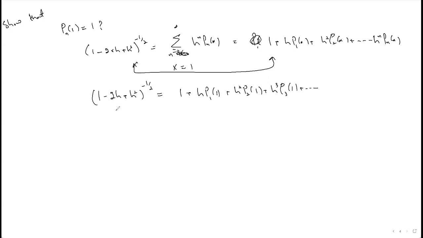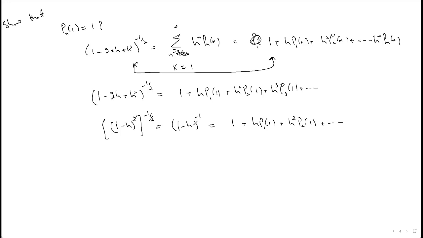Okay, now see, can I write this as (1 minus h) square, that is 1 square plus h square minus twice h, right, raised to power minus 1 by 2? So that means the square and this power will cancel out. It will be (1 minus h) raised to power minus 1, which will be equal to this thing. I will just keep it as such. This will be equal to 1 plus h P1 of 1 plus h square P2 of 1 plus so on.